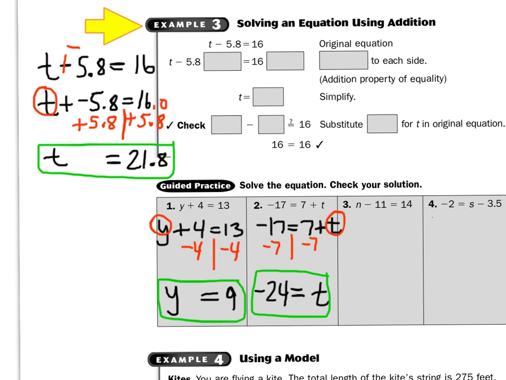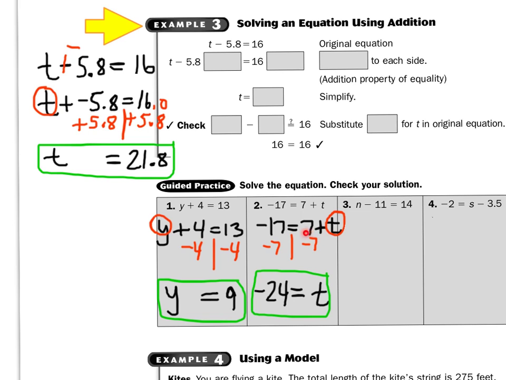Okay, look at number 2. Negative 17 equals 7 plus t. So copy the equation exactly like they gave it to you. And then with your red, circle the t to protect it and bring the wall down underneath the equal sign. Now, it doesn't matter that they put the variable on the other side. Remember the trick. You just look at what's touching the circle.